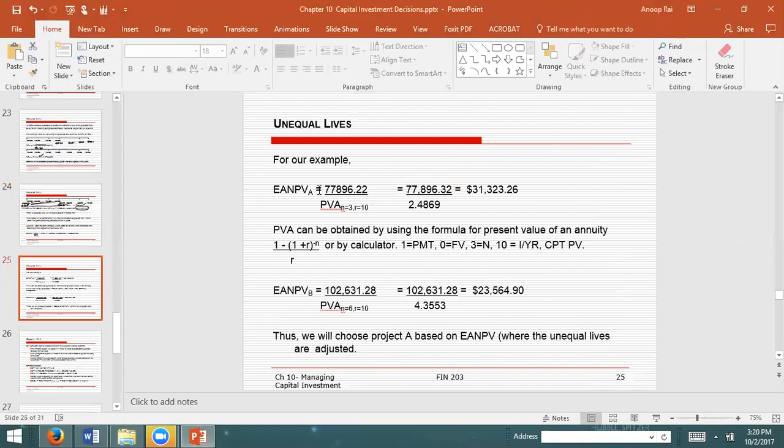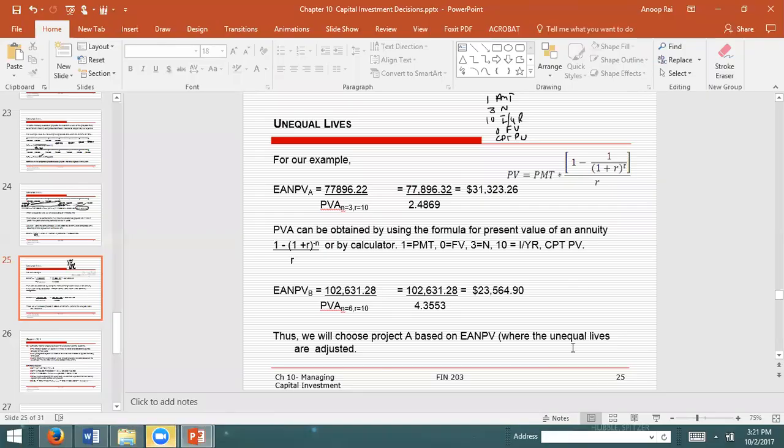Remember, the net present value for the project for 3 years was 77,896.22. If I divide it by the present value annuity factor, n equal to 3, r equal to 10, let's see how I get that number. You put 1 as my payment, 3 is my n, 10 is my interest per year, 0 is my future value, compute present value. That's the annuity formula, and that's an easy way to get that, and it'll equal 2.4869.